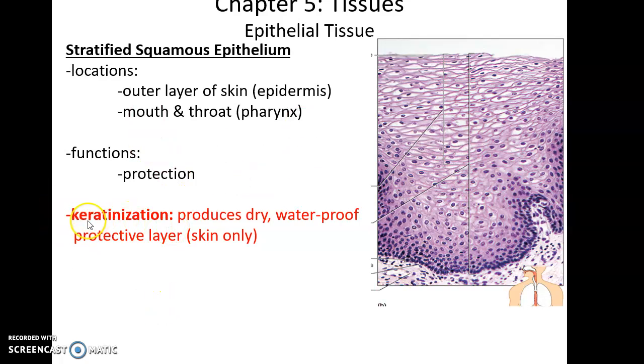Keratinization. Some stratified squamous epithelium is keratinized, specifically the epidermis. And this produces dry, waterproof protective layers. So the skin's protection is also waterproofing and tougher to be able to resist more abrasions.